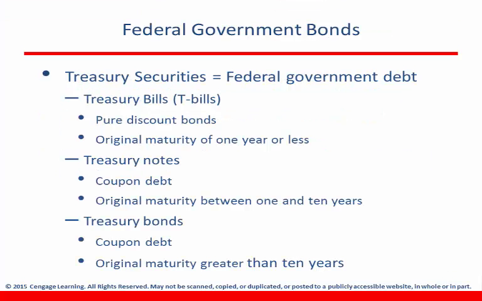Now let's take a look at federal government bonds. The main thing I want you to see here is the difference between T-bills, T-notes, and T-bonds. Bills are going to be anything less than a year. Notes are going to be between 1 and 10 years, and then bonds are going to be anything that's greater than 10 years. And I've seen where notes might sometimes be only between 1 and 5 years or whatever, but for this class we'll consider 1 to 10 years. And that's really what I want you to get from this slide.